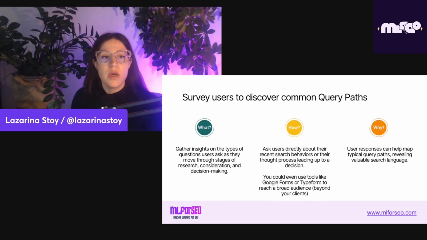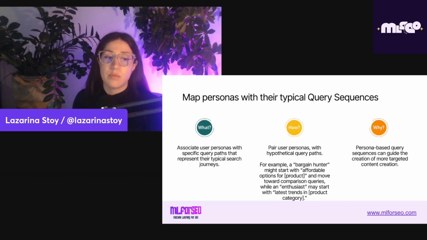Another thing that you can do is to use surveys to discover common query paths. And this is a much more budget-friendly alternative to the first approach, essentially gathering insights on the type of questions users ask as they move through the stages of research, consideration, decision-making, and purchase. And you can ask users directly about their recent search behaviors through a process leading up to the decision. You can very easily collect this data through Google Forms. And why you might do this is because those responses can help you map out the typical query paths, revealing what search language your users are actually using to find products like yours.